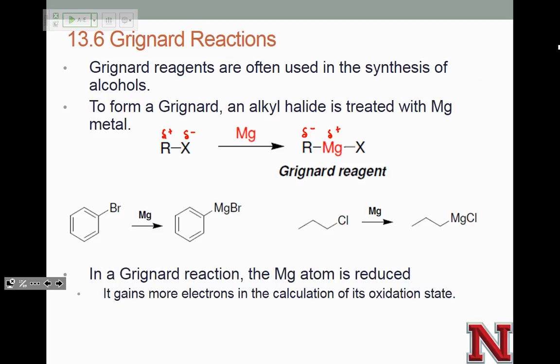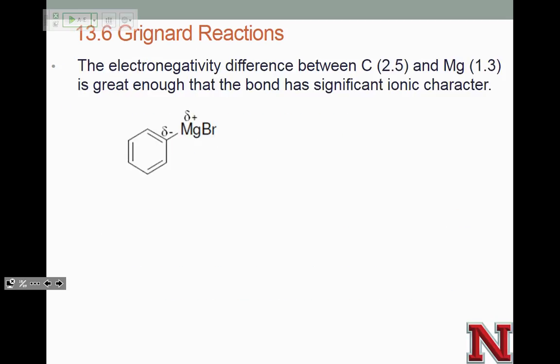So the magnesium atom is being reduced in this reaction because it's gaining more electrons, but that's just looking at its oxidation state. It's because the halogen is still donating a bunch of electrons towards it. So you have to have that R-X bond. That's the key. You have to have a halogen. So you can think about it as a very strong partial negative carbon, or you can think about it as a carbon with a lone pair, so a carbon nucleophile.